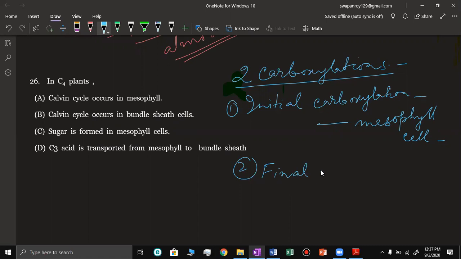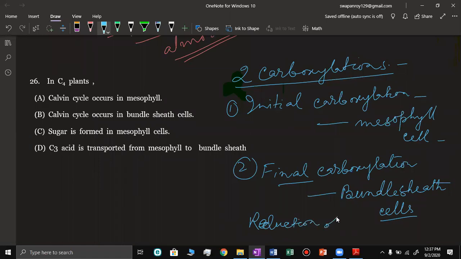And here is the final reduction of carbon dioxide. Of carbon dioxide takes place, and here in C4 plant, Calvin cycle occurs in the bundle sheath cell, all right, not in the mesophyll cell.